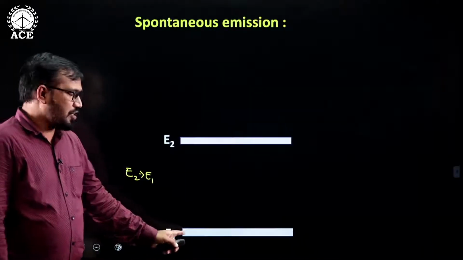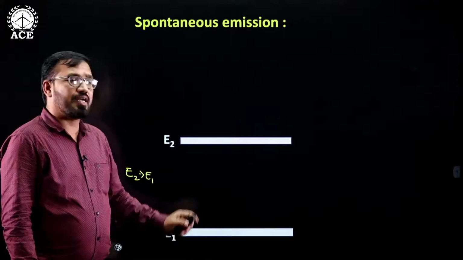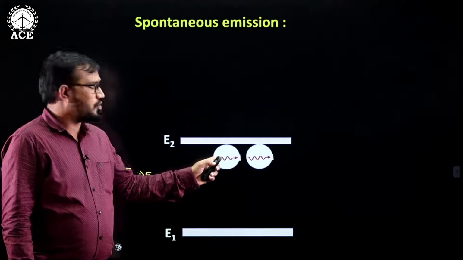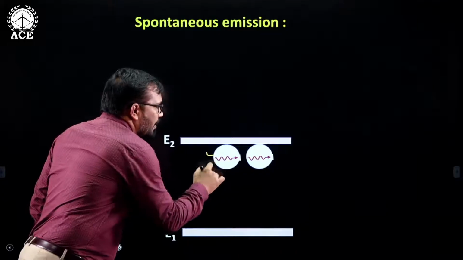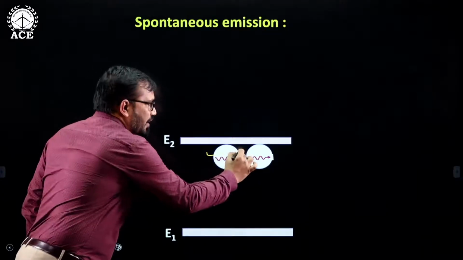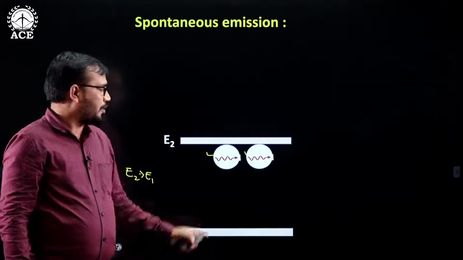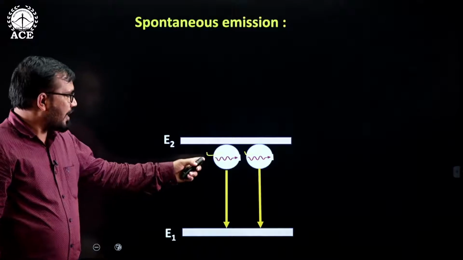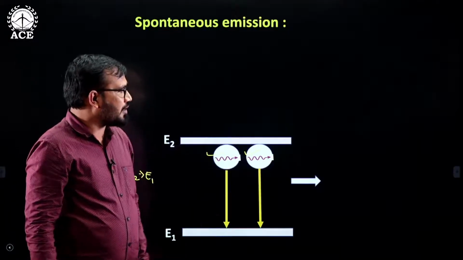See here, this is the lower energy level and this is the higher energy level. E2 is greater than E1. Now, atoms are present in the higher energy level. They are having absorbed photons in them. Now, what happens to these atoms? See the transition of these atoms from this level to this level. What happened? You can see there.